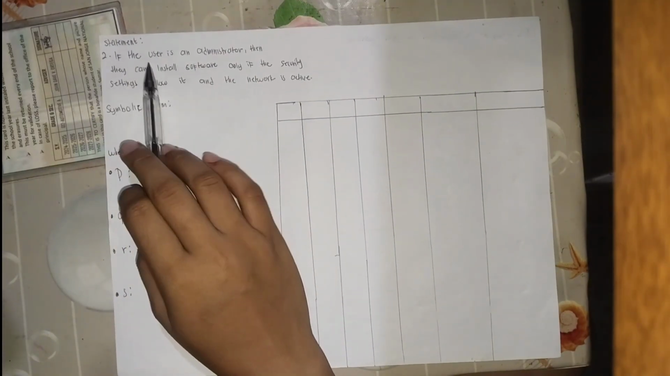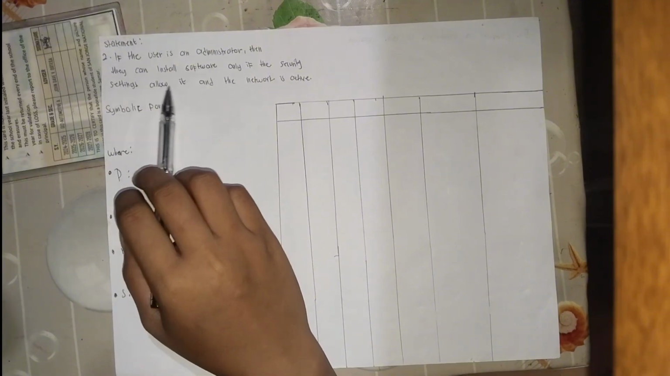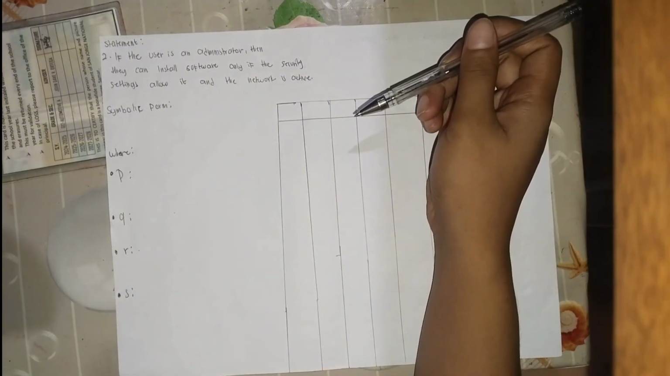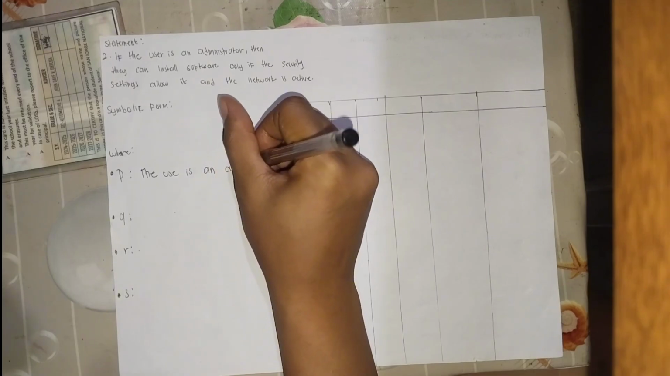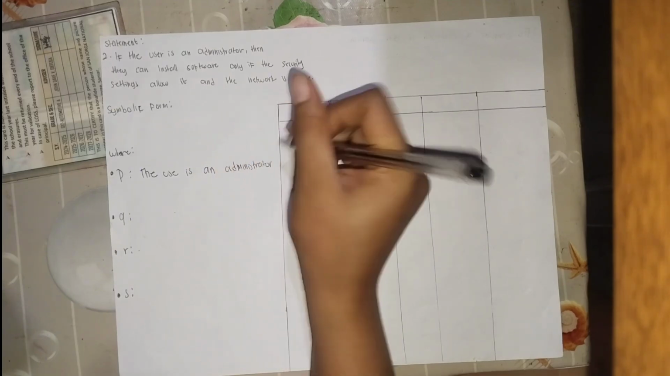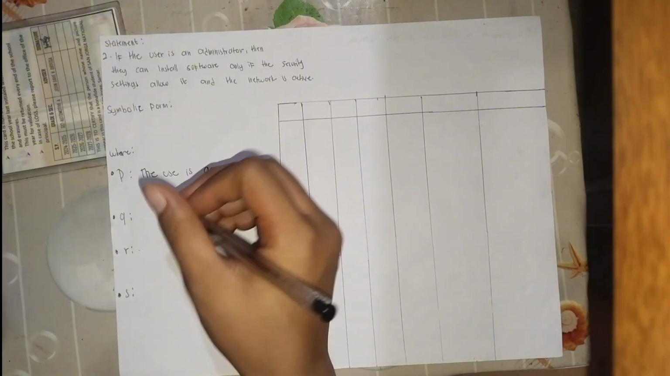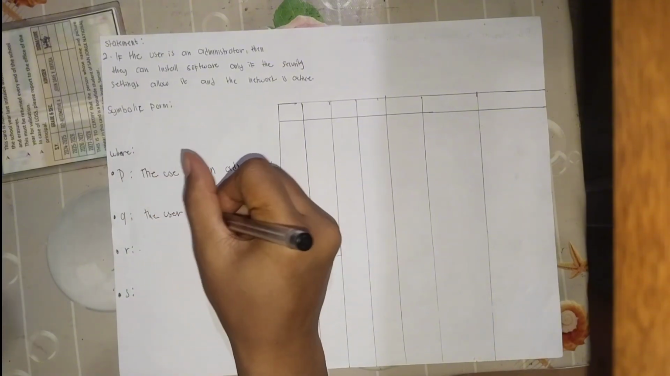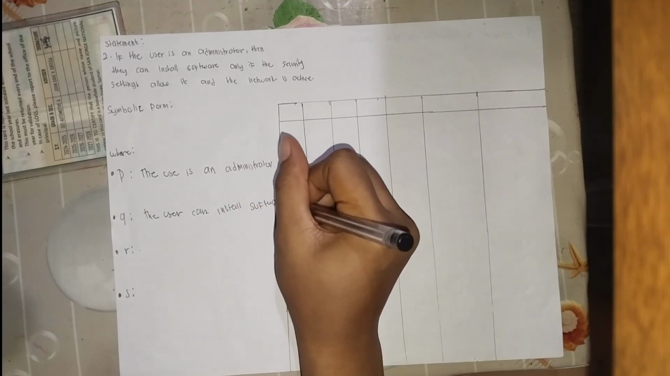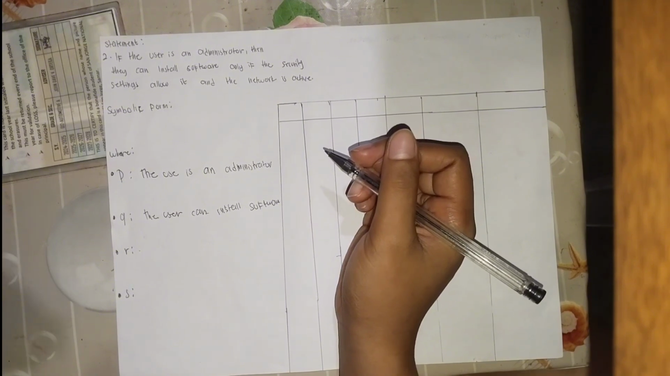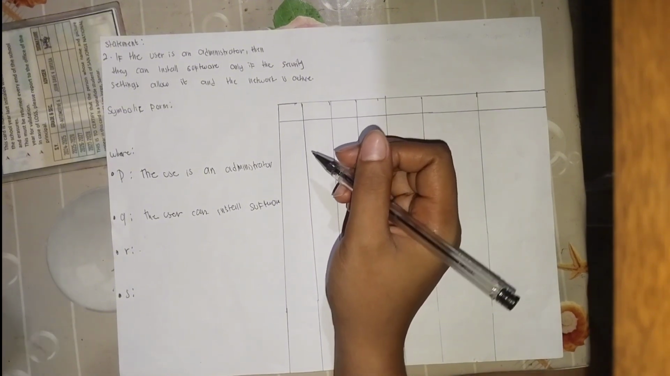Number 2: if the user is an administrator, then they can install a software only if the security settings allow it and the network is active. So our variables here: P is the user is an administrator. Then Q is the user can install software. Then R is the security settings allow installation.